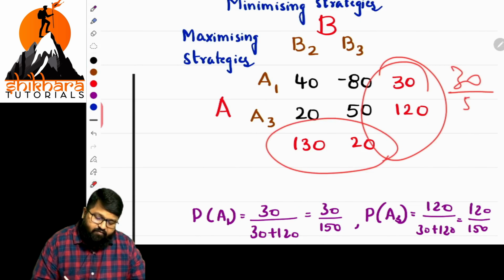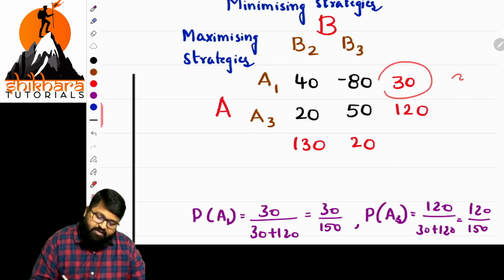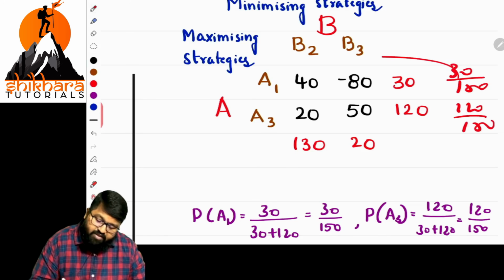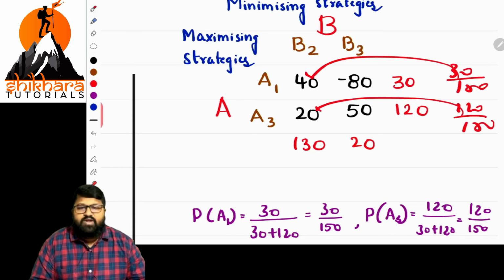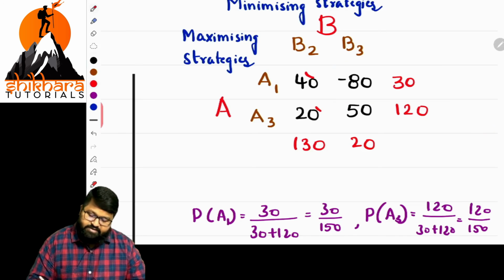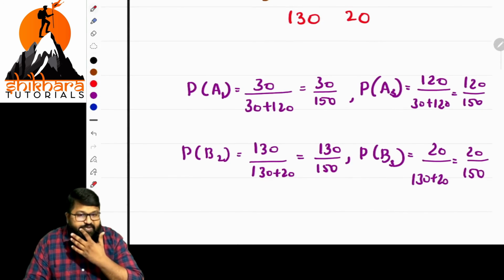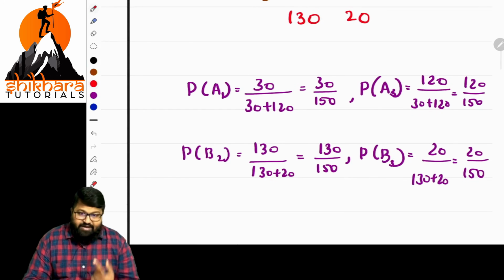30 by 150, and here 120 by 150. Once it is done, multiply the probability. That is the probability value here. 30 by 150, 120 by 150. This into this plus this into this. You get the value. Am I clear? Check it once. Probability summation there. Clear?